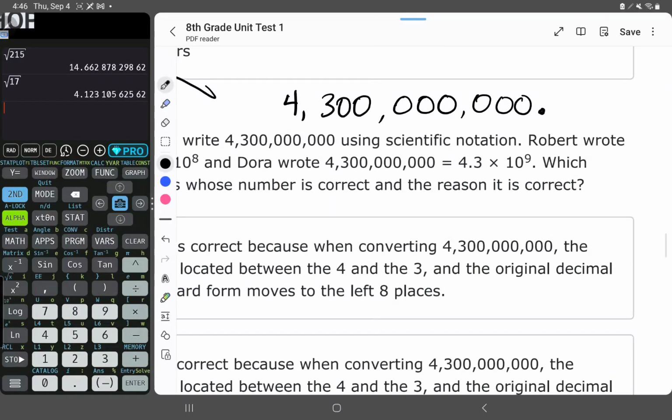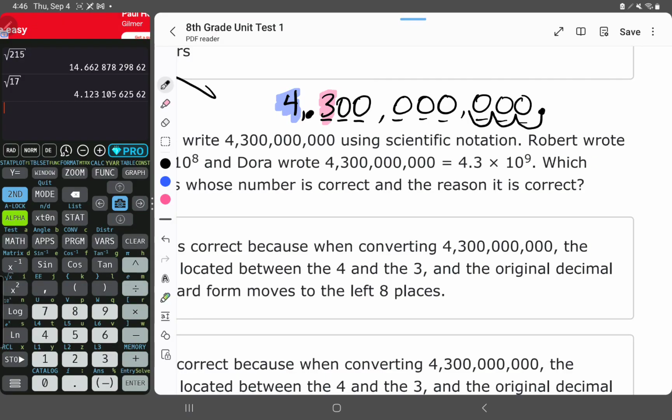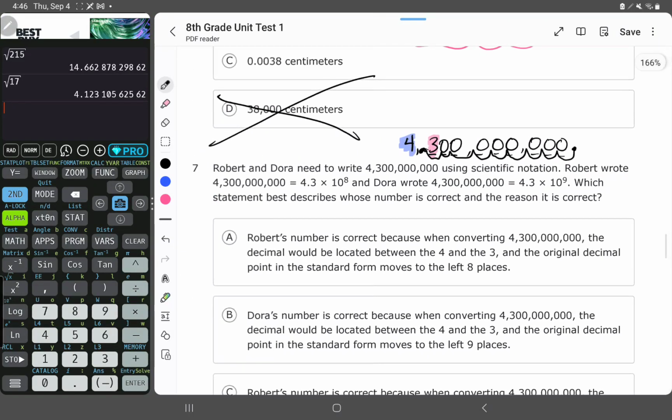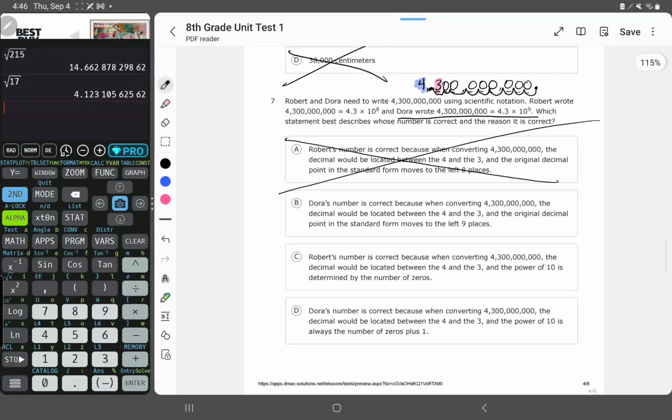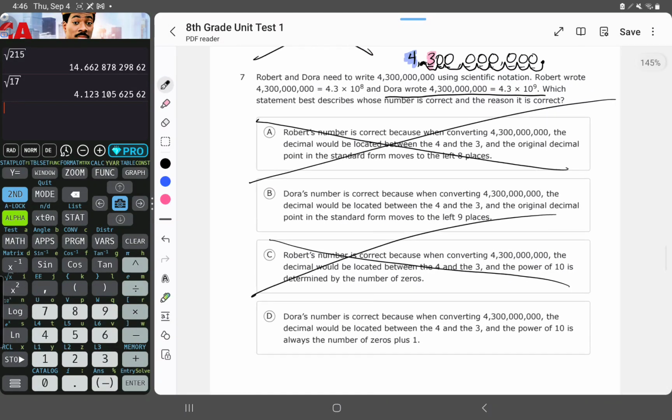My decimal goes on to the end of it. I know that I need it to go between the first and the second number, so my decimal needs to move here. Well, before that, there's 1, 2, 3, 4, 5, 6, 7, 8, 9. Or you can move it 9 times. Either way, we know that the one that has an exponent of 9 is going to be correct since we moved it 9 times. Well, Dora is the one that wrote it with the exponent of 9. So we can cross out both Roberts. Leaves us the B and C.